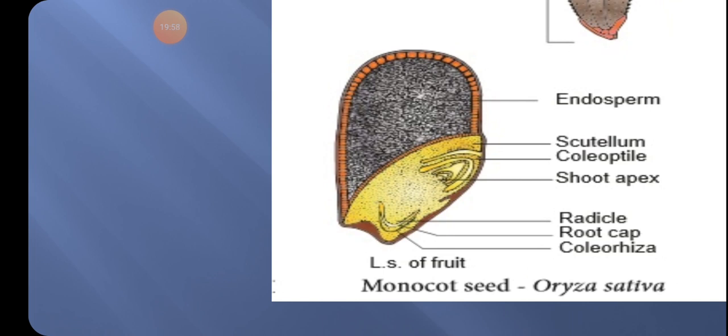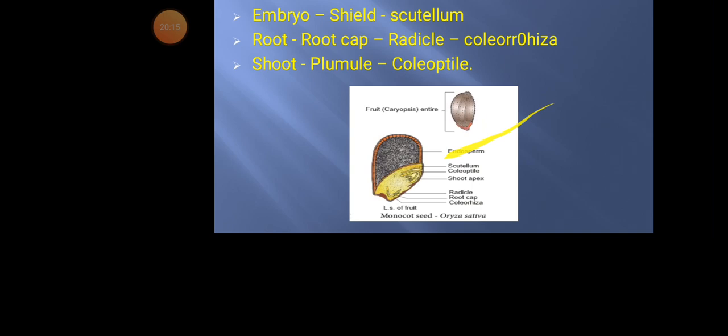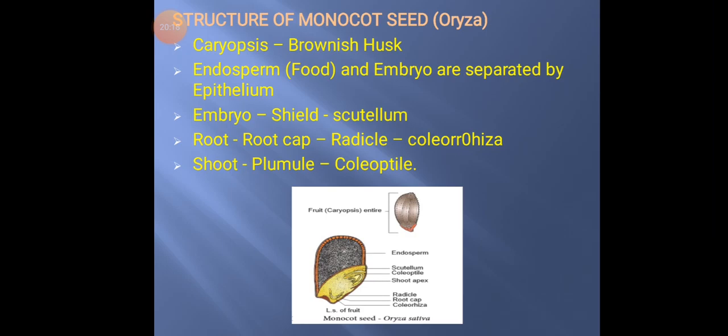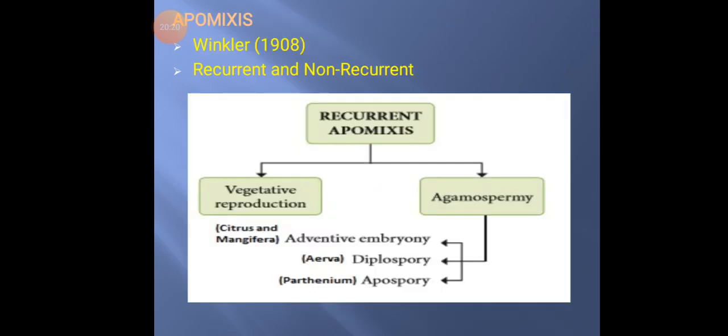The overall embryo looks shield shaped, and it lies towards the lateral side. The overall embryo, that shield-shaped structure, is called the scutellum.